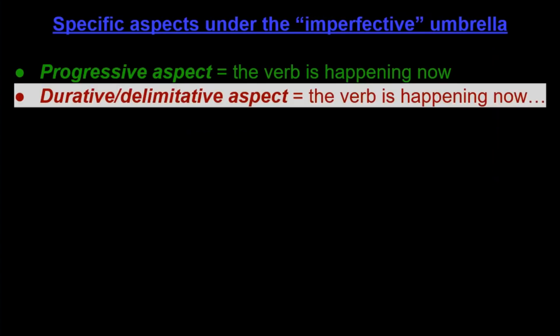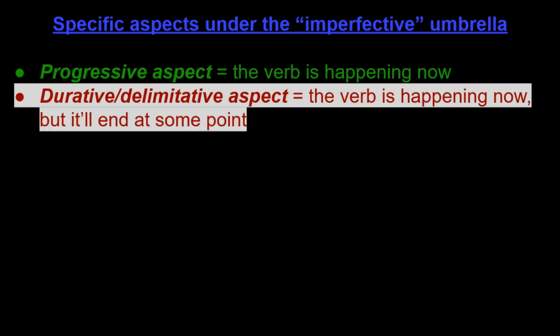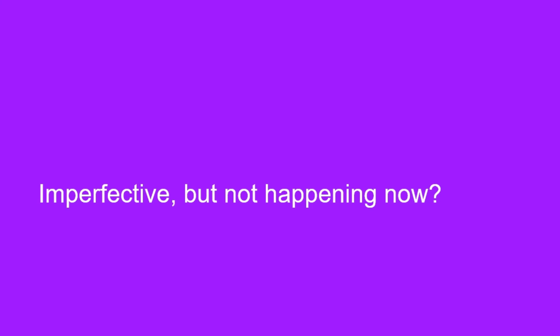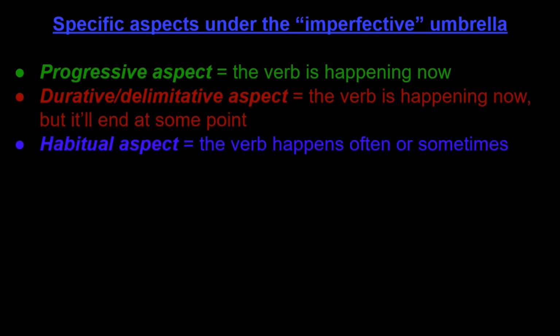A similar but distinct aspect found in Telugu is the durative or delimitative aspect. It has two names. This one also indicates the ongoing nature of a verb, but it comes with the additional implication that the action is only happening for a while. It'll stop at some point. So while there's a lot of overlap between the progressive and the durative, they're not exactly the same. But on the contrary, what if the action isn't actively happening, but instead there's a tendency for it? This is where you'd use the habitual aspect.